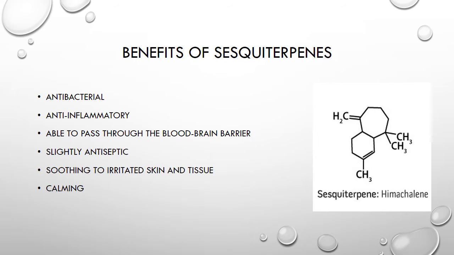The next type of terpene that is found in essential oils are sesquiterpenes. And these are some of the benefits of sesquiterpenes: antibacterial, anti-inflammatory, able to pass through the blood-brain barrier, slightly antiseptic, soothing to irritated skin and tissue, calming. And the picture here is a type of sesquiterpene that is found in essential oils.